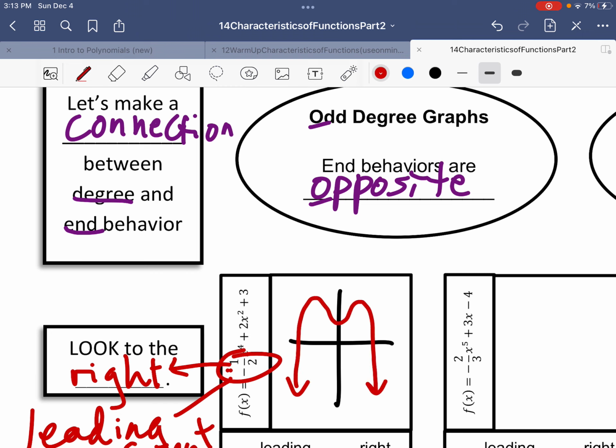Now, did we go too fast over that? Let's just go through it again. If you look at the leading coefficient, if it's positive, you know that the graph is going to go up to the right. If the leading coefficient is negative, the graph's going to go down to the right. So it's all about the right. But then if I look at the degree, an odd degree means that the behaviors on both sides will be opposites. But if the degree is even, the behavior on both sides will be the same. And if you put that all together, you'll be able to describe the end behavior of the graph.